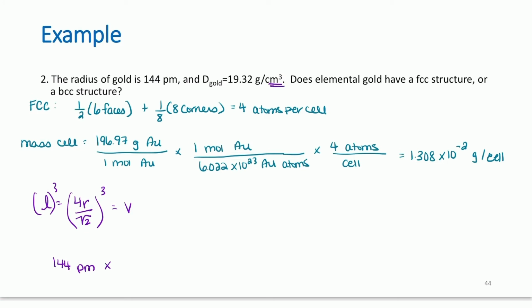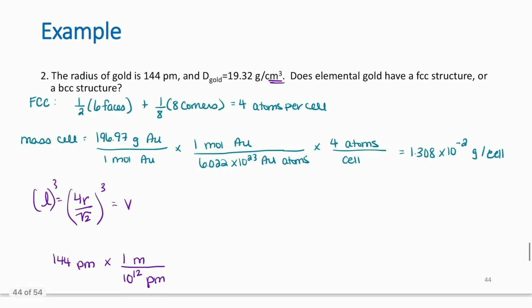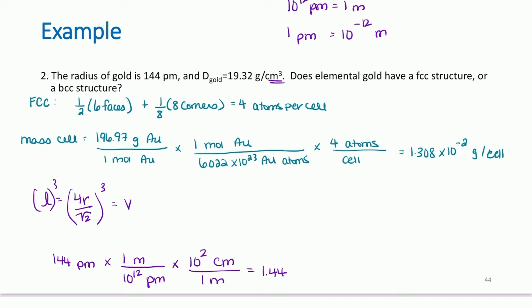144 picometers. A lot of you guys have forgotten this one. 1 picometer is 10 to the negative 12 meters, or you could say 10 to the 12th picometer is 1 meter. Picometer is really, really small. Convert that to centimeters. I know 100 centimeters is 1 meter. So 1.44 times 10 to the minus 8th centimeters, and this is equal to R, because it's your radius.